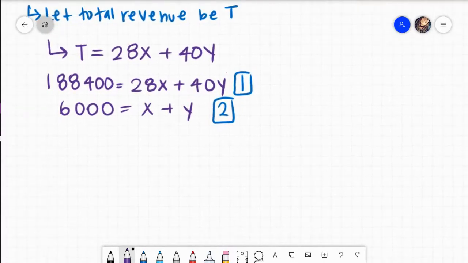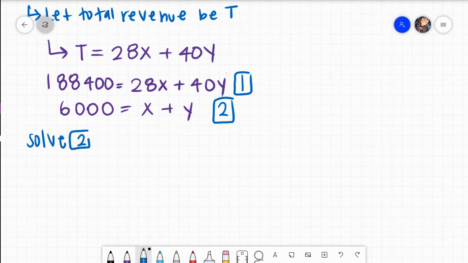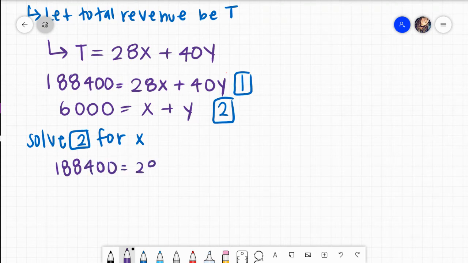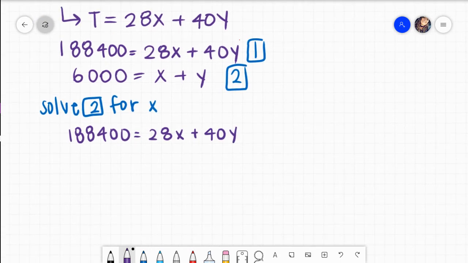Okay, so let's solve equation 2 for x. Solving equation 2 for x means I'm just going to move that y over, right? So I'm actually going to write both of them. Equation 1 has not changed. It's still the exact same. Equation 2, I'm solving for x, which means I would have 6,000 minus y equals x, right?